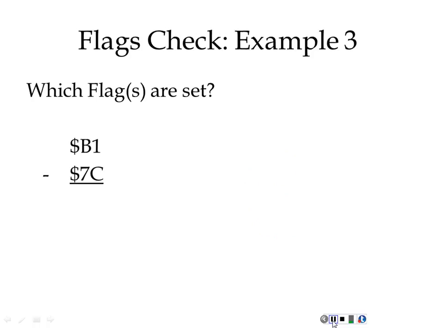Let's look at one more. You are doing subtraction, B1 minus 7C. Let's say you get 35 here. Now what happens? 35 is not negative, so the negative flag is not set. It's not 0 either. And there is no carry or borrow. This is a subtraction, so there might be a borrow, but there is no borrow because B1 is larger than 7C. But look at the numbers carefully.